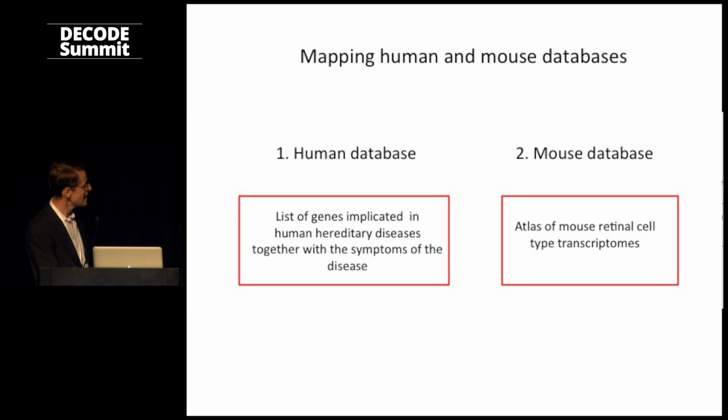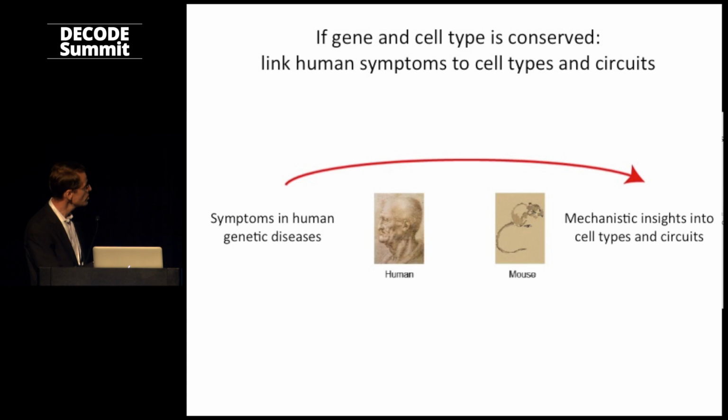Now, how we get from here to disease is rather simple. We look at a human database where we have the list of genes implicated in monogenic diseases with their symptoms, and we look at our mouse database and merge them. We create a mapping, and by arguing that if a gene and a cell type are conserved, then we can go from human symptoms and maybe get mechanistic insight into cell types and circuits in the relevant mouse models.